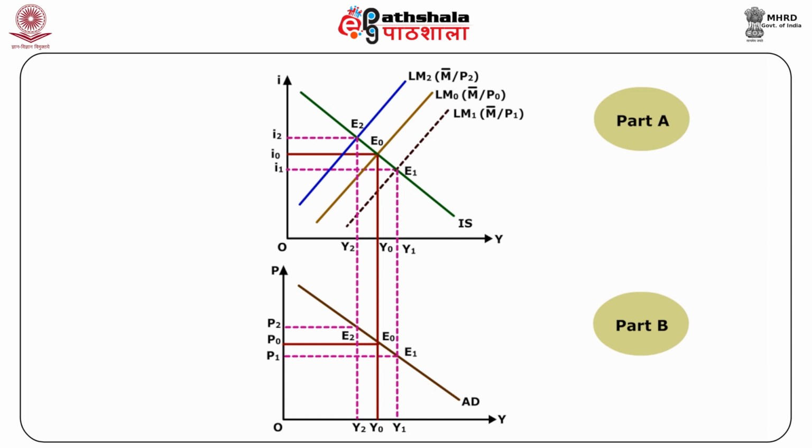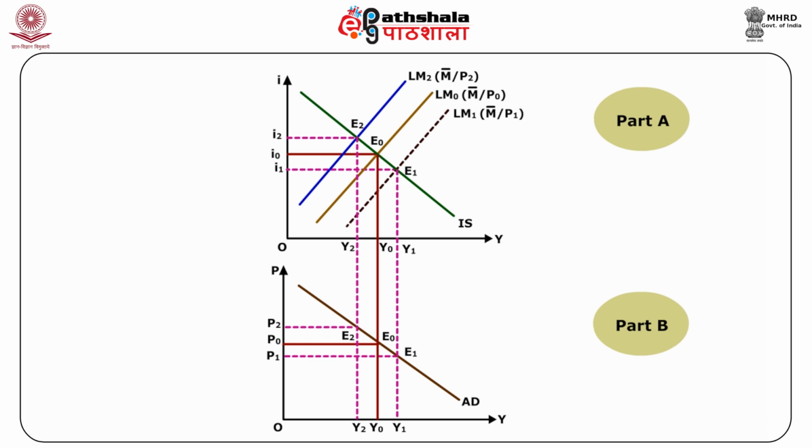The two markets now clear at a new equilibrium point E2, corresponding to a new lower level of income and spending Y2 in output-price space. With the rise in the price level from P0 to P2, aggregate income or spending decreases from Y0 to Y2.